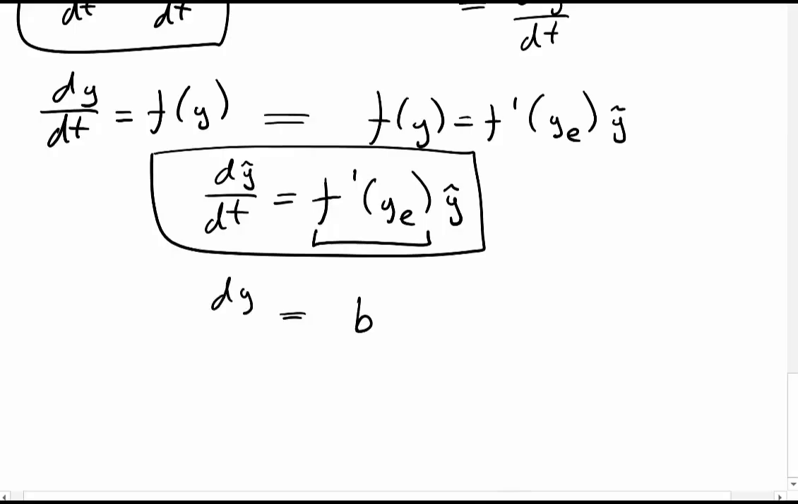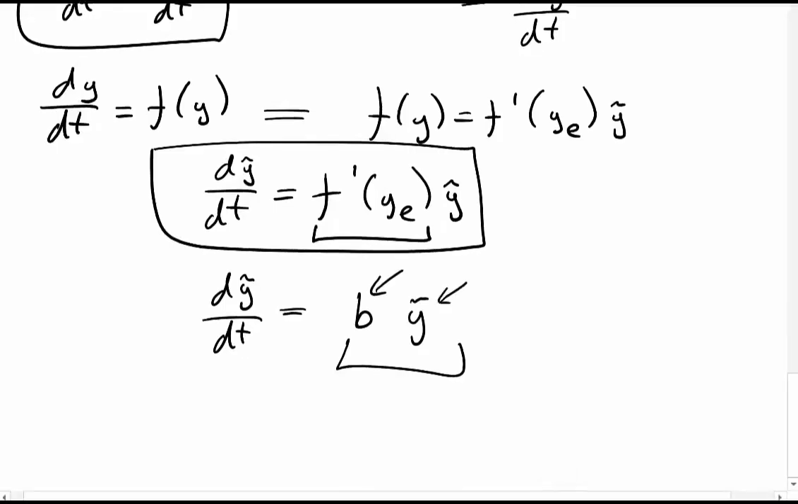So in other words, what am I left with? I'm left with dy tilde by dt equals b times y tilde. This right-hand side is a linear function, right? Because I've got a constant b multiplied by a function, and that function is not raised to any power other than 1. The highest power here is 1, so therefore this is linear. So what I've done here is I've linearized it. So therefore I've got exactly what I want.